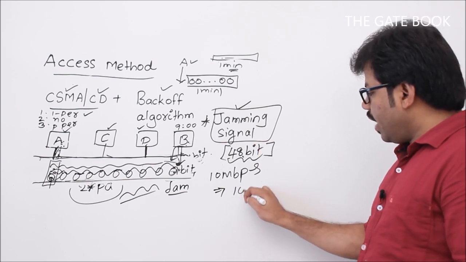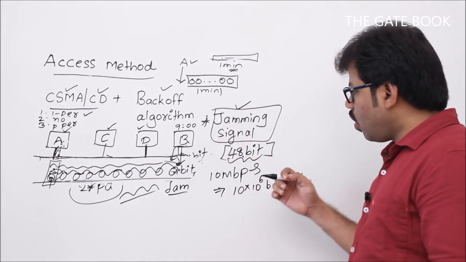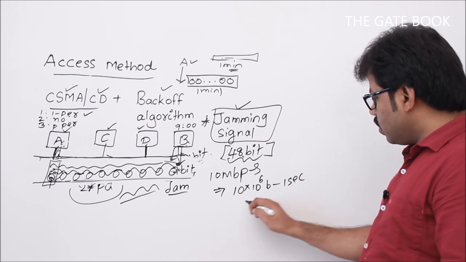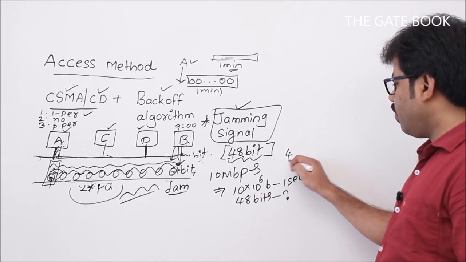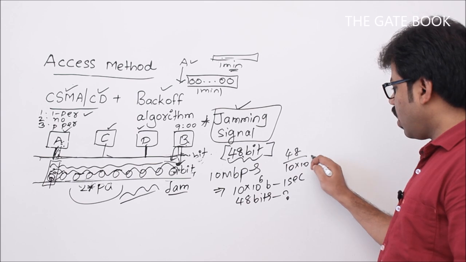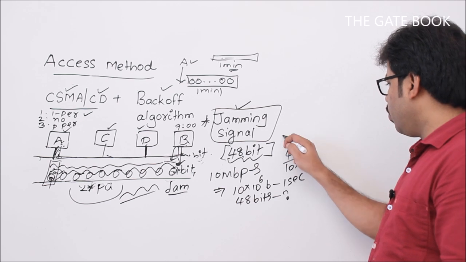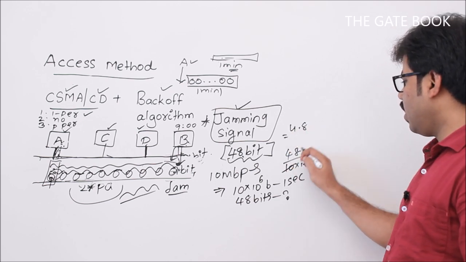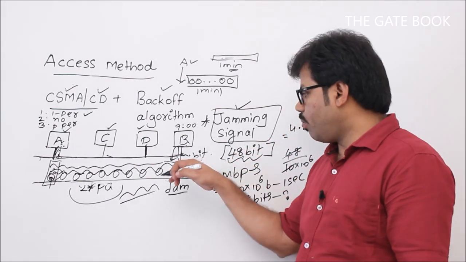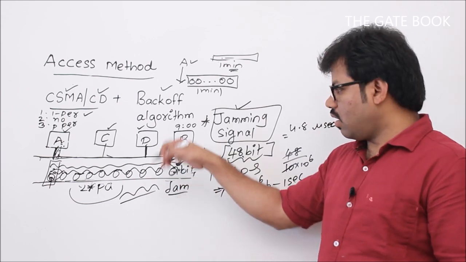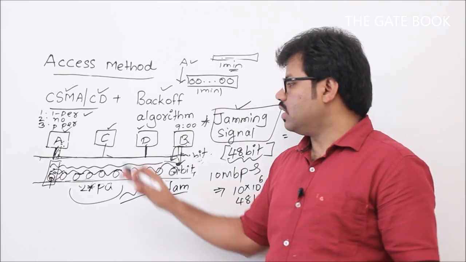So 10 Mbps means 10 into 10 power 6 bits per second, right? To send 48 bits, how much time is your transmitter going to spend? That will be definitely 48 by 10 into 10 power 6. We know the formula directly, right? Message size by transmission bandwidth. So it would be 4.8 microsecond. So it takes very little time. Within 4.8 microsecond, all that jamming signal will come onto the line and it will start going. Understand? So this is the story about the jamming signal.